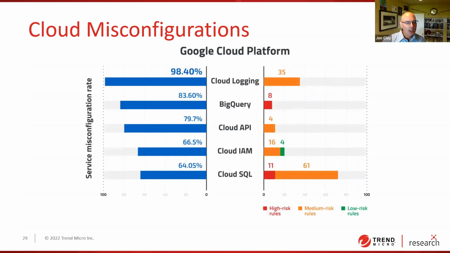On Google Cloud, you can see the number of high, medium, and low risk rules, but it's a little bit better on Google than I'd expect. You can see here from 64% up to 98%. So still over a 50% misconfiguration rate on a lot of their services.